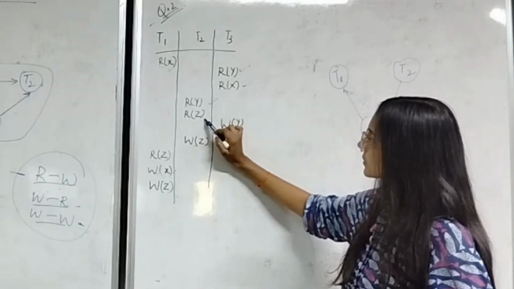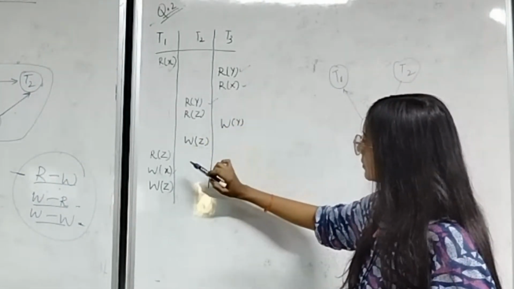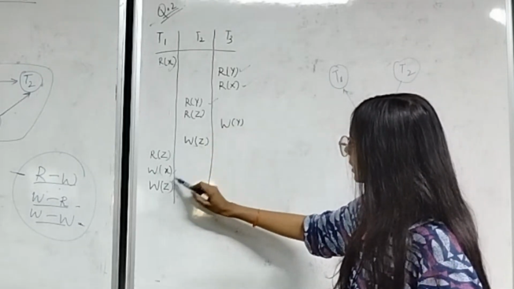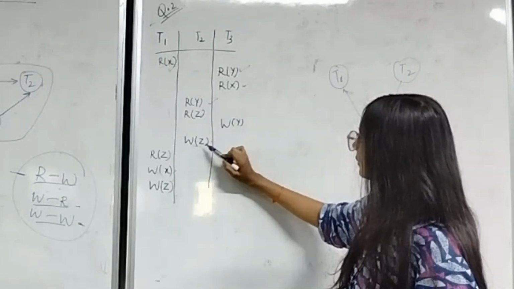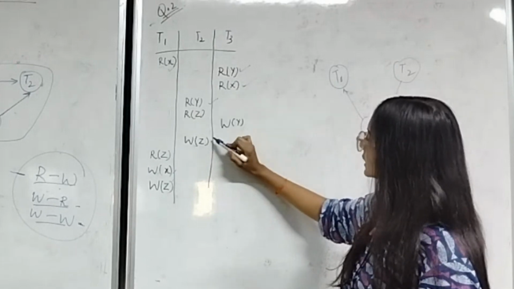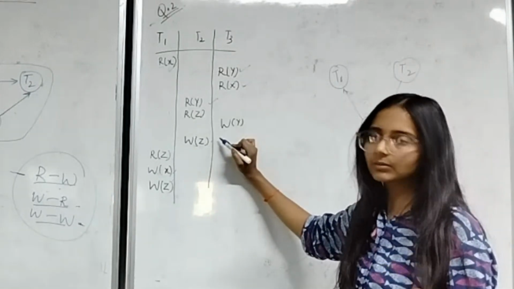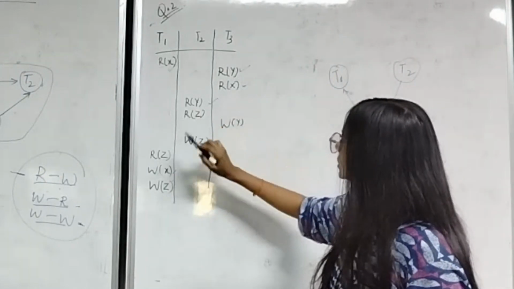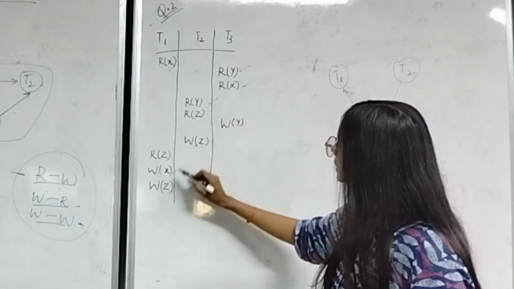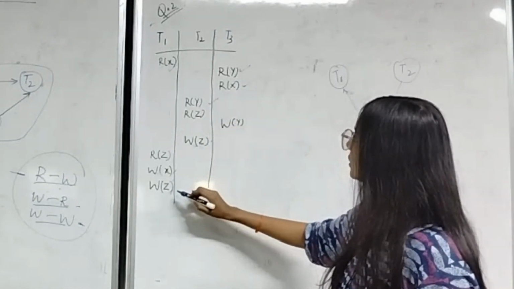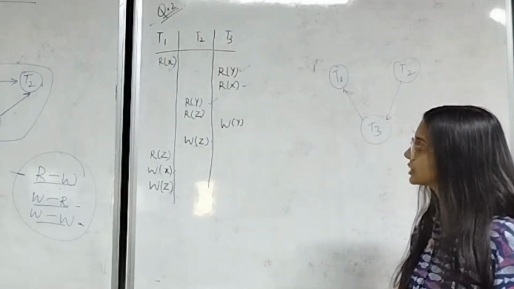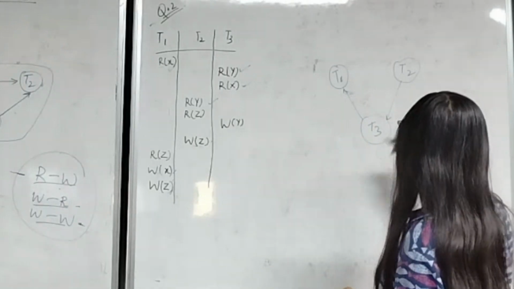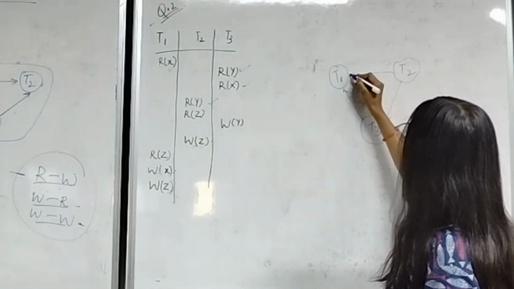Then R of z, we'll look for W of z. Here it is. And we also have write of z in T2 also. So this will not cause any conflict. This is not the conflict pair for R of y. So we'll take this one, that is in transaction T1. Thus, there will be an edge from transaction T2 to transaction T1. From transaction T2 to transaction T1.